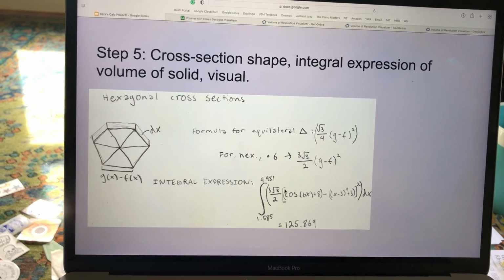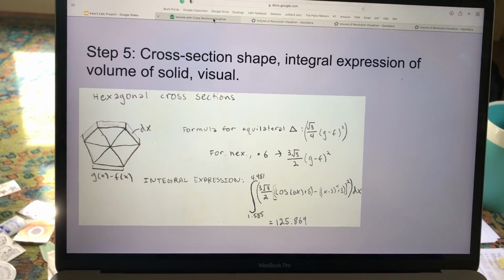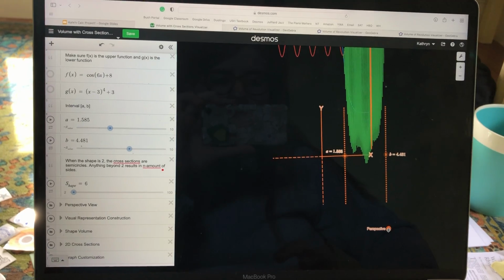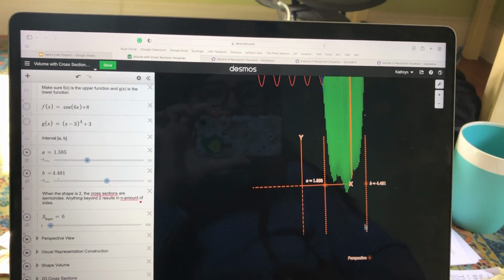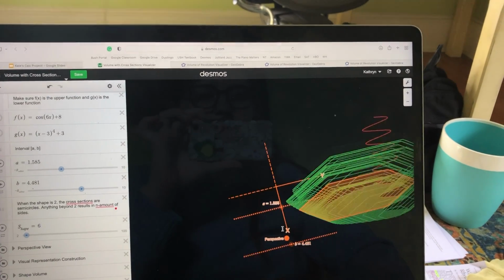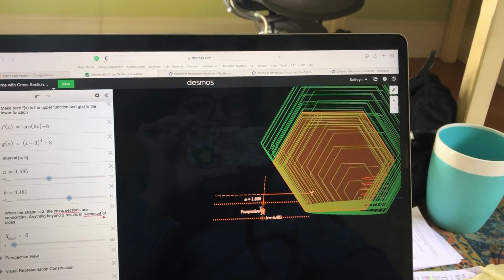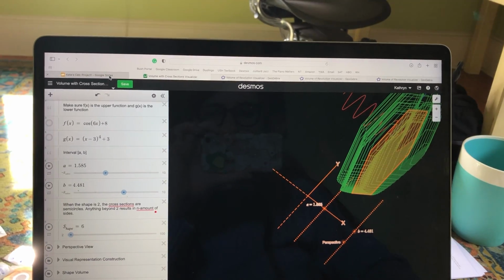within the region. All right, and a visual is right here. So you can see up top here the functions, and then to see the shape, okay, there you can see it, the hexagons.